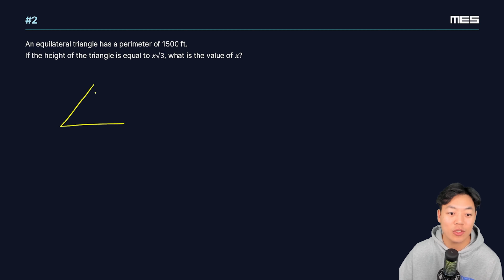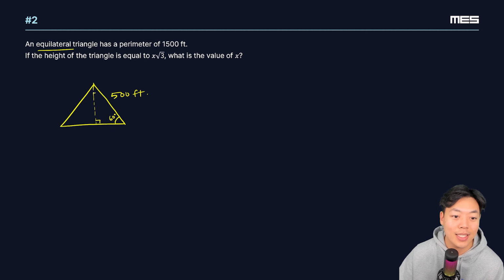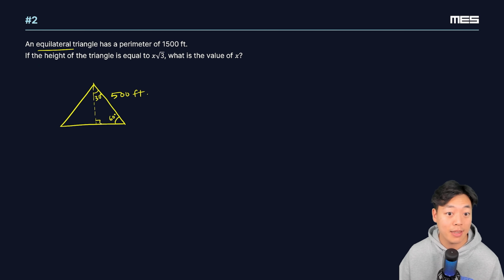Number two, an equilateral triangle has perimeter of 1,500 feet. Now, this is a quick trick that I wanted to show you. If it has a perimeter of 1,500 feet and we have an equilateral triangle, then each of these sides will be 500 feet. We also know for an equilateral triangle, each of the angles measures 60 degrees. If I create a little line that comes down here, we know that this other angle created will be 30 degrees. So now we have a 30, 60, 90 triangle.